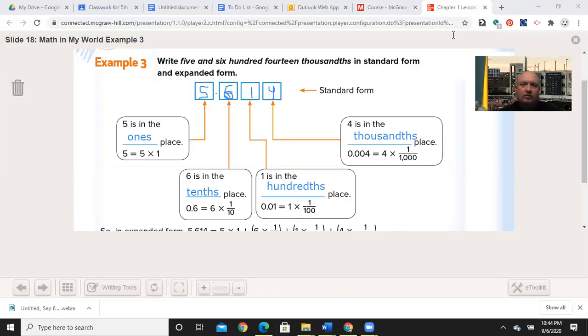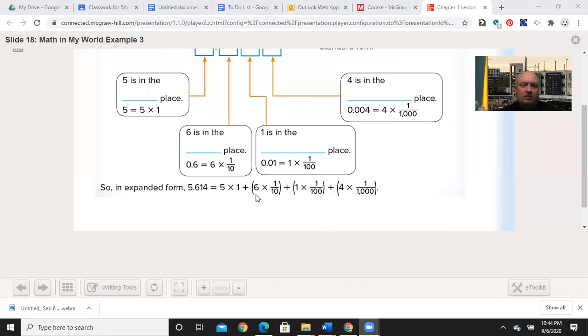So as I clear these out and close it, and scroll down, you can see that we have the 5, the 6, the 1, and the 4. And once we get into parentheses, that's where we're dealing with a decimal.